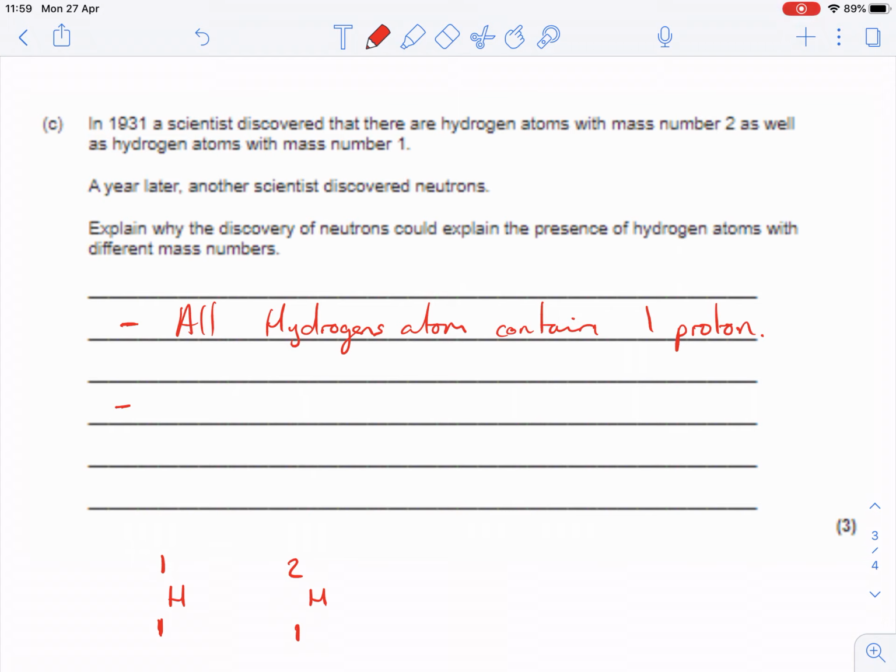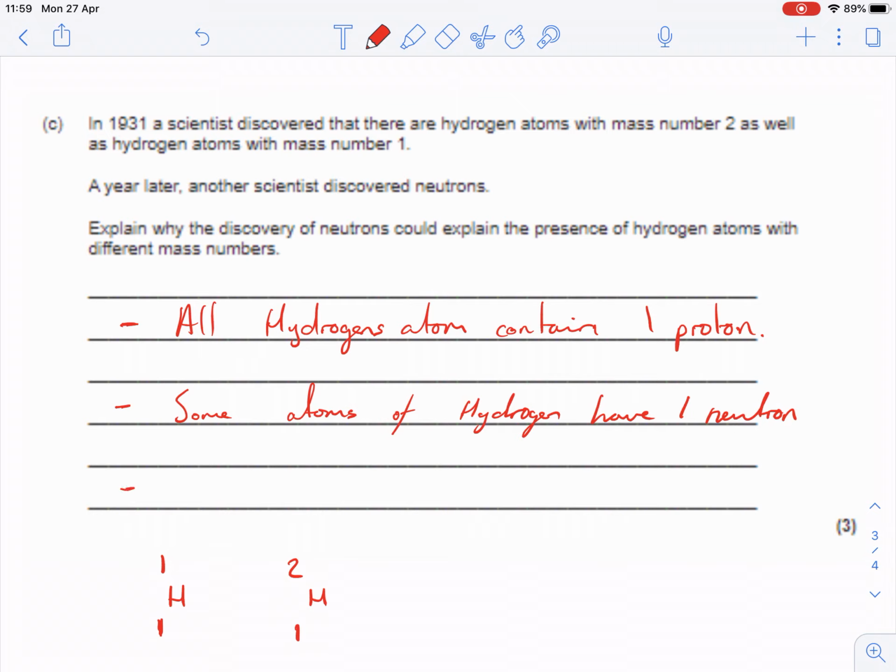But then the second bit, as we can tell from this, is that some atoms of hydrogen have 1 neutron as well. So you can have 1 proton and a neutron, hence the mass number being 2 at the top for those ones there.